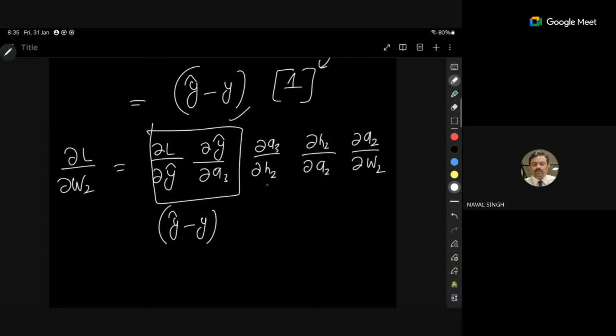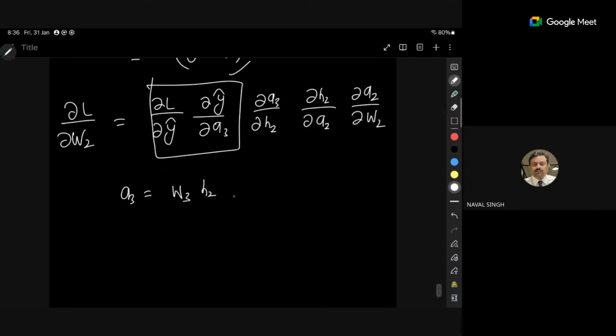Now something here changes. Earlier we did with W3, now we have to do A3 again with H2 to go across this path. So what was A3? A is WX plus B. So A3 is W3H2 plus B, and H is the activation function, G. Yeah, W3H2 plus B gives A3. So if you do this derivation, H2.